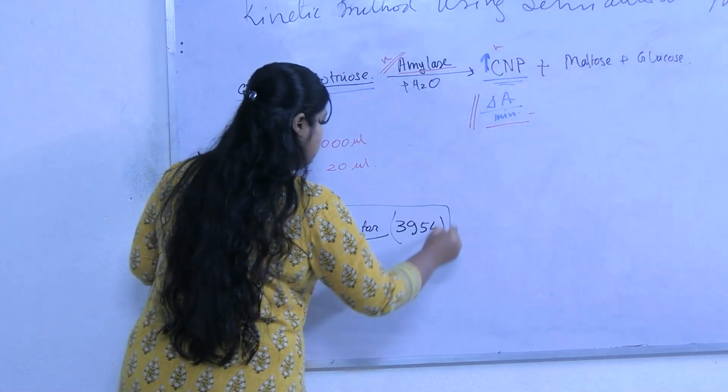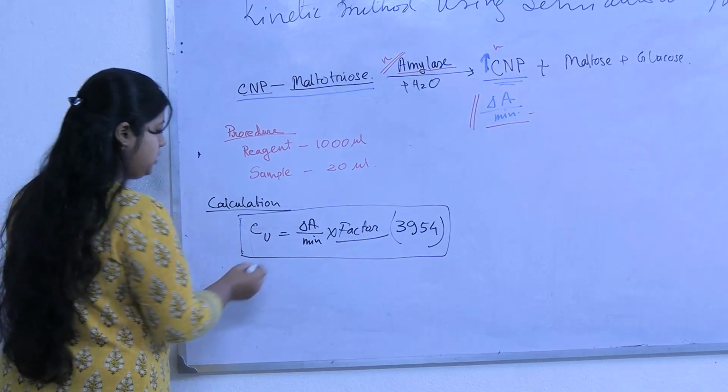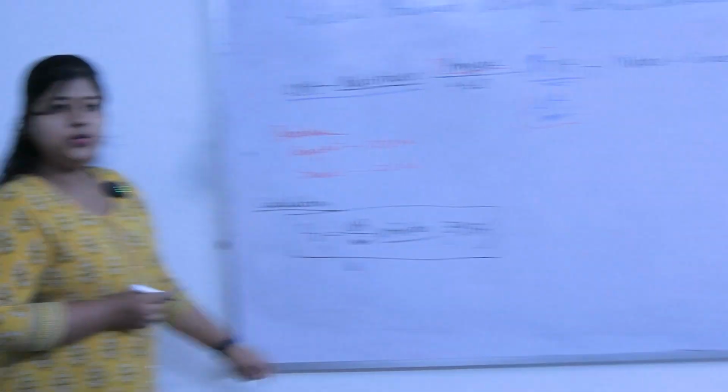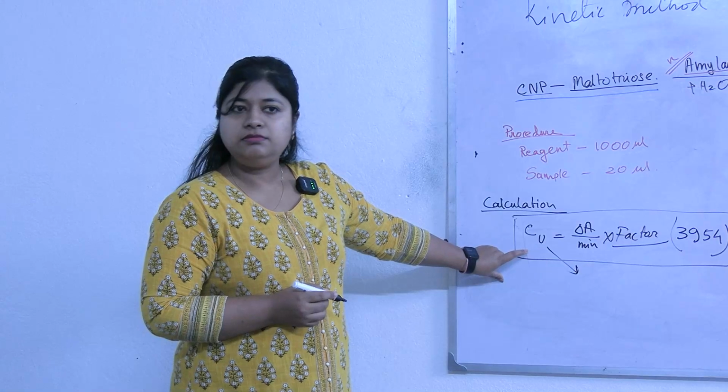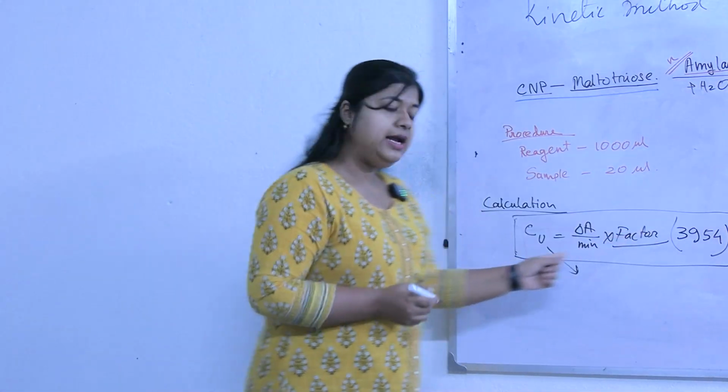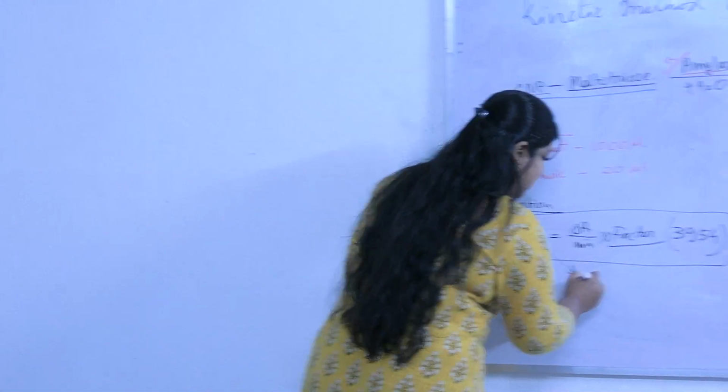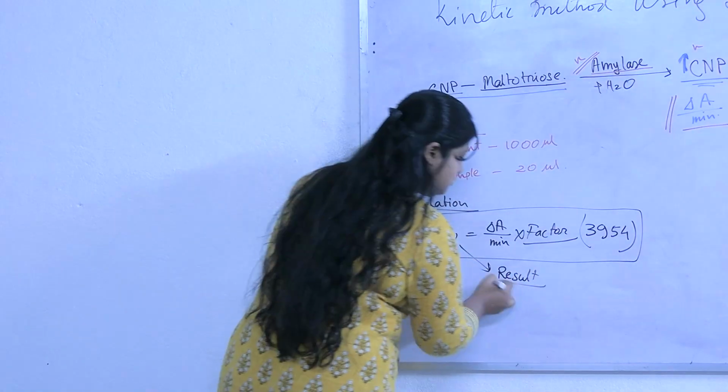This is just for the mathematical calculation. But in a semi-auto analyzer, you will directly get the concentration. The machine will do the calculation part and you will get the result. Clear though? So this is the mathematical equation for calculation of the value, but the machine will do it and you will get the result directly. Now we have to interpret the result.